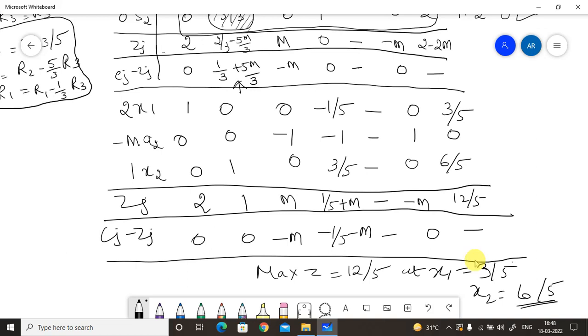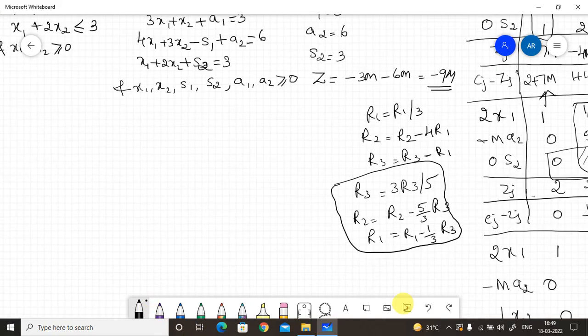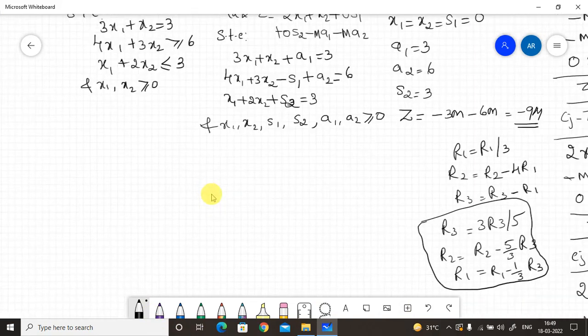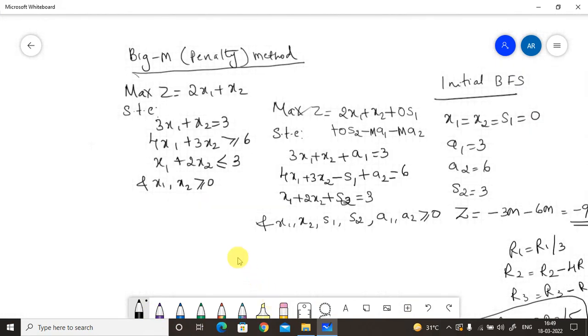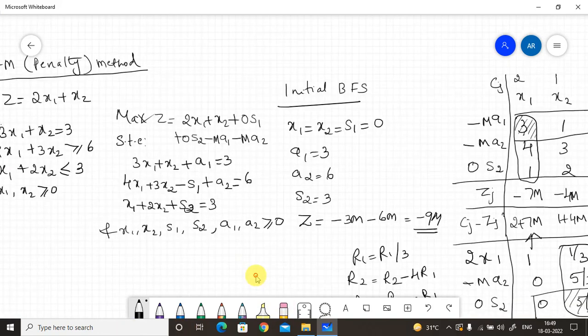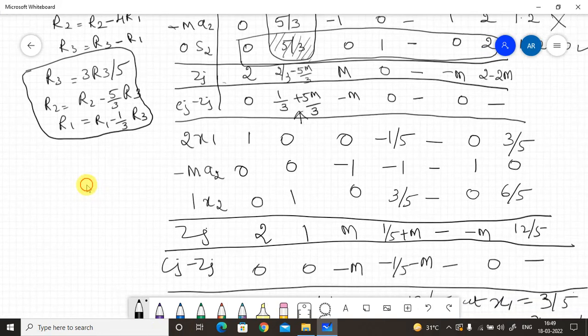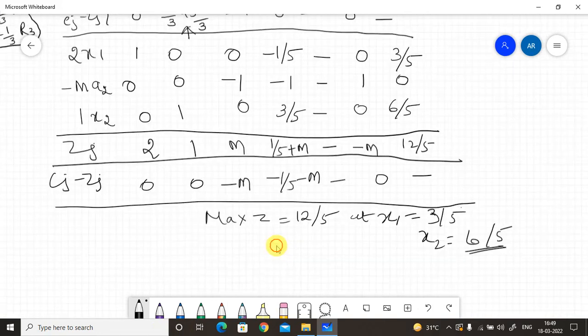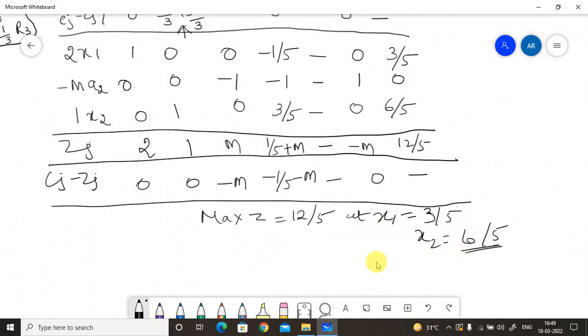If you substitute this into the main problem, you will get your answer, right? So what was the question asked? The question was max Z is equal to 2x1 plus x2, right? So what is the value of x1 you got? x1 is equal to 3 by 5. So it is 2 into 3 by 5, 6 by 5, plus 6 by 5. That's 12 by 5. So Z also we got 12 by 5. So LHS equals RHS. That means the final optimal solution for the maximization Z is 12 by 5 at x1 equal to 3 by 5 and x2 equal to 6 by 5.